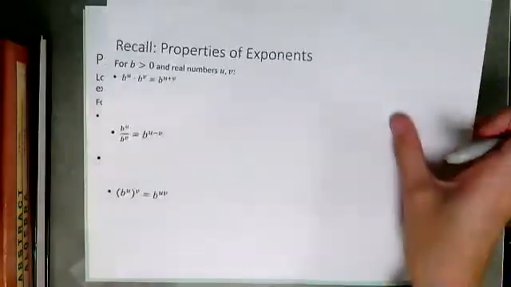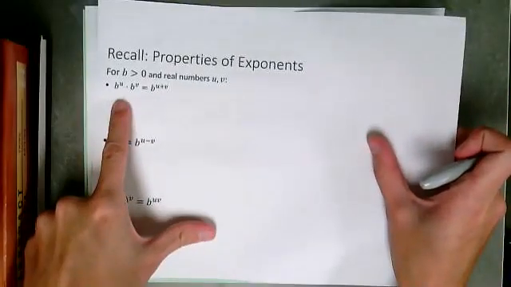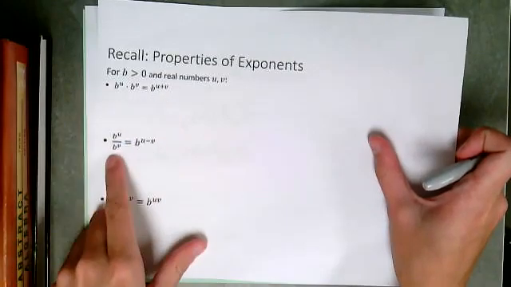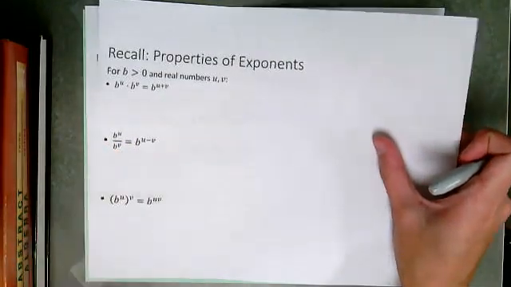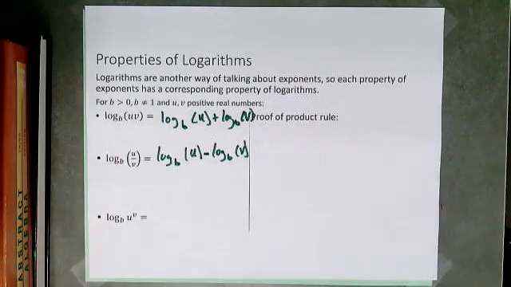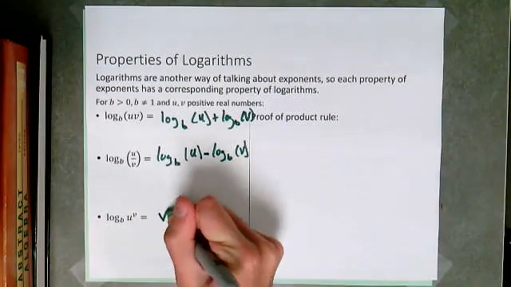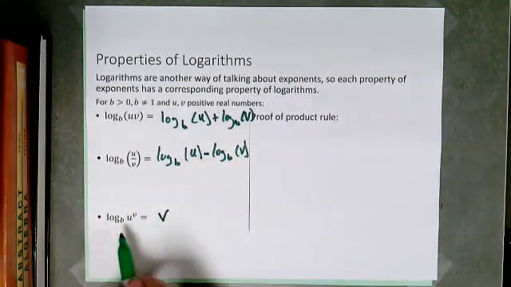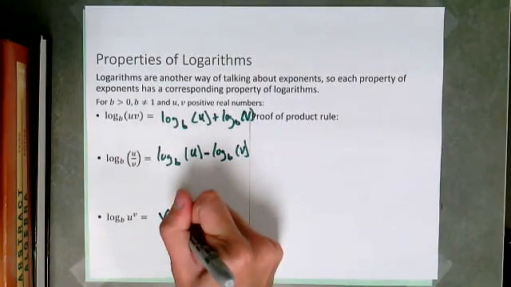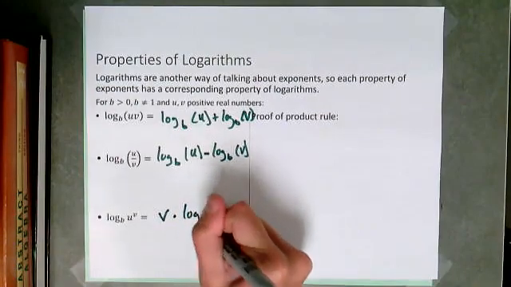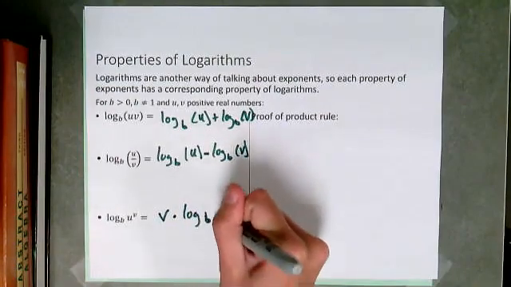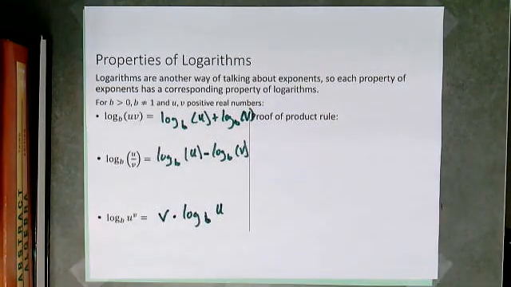Similar to what's happening here. Multiplication, we get addition. Division, we get subtraction. But it looks a little differently. And now, power rule here, we have that log base b of u to the v is equal to v times log base b of u. Okay.